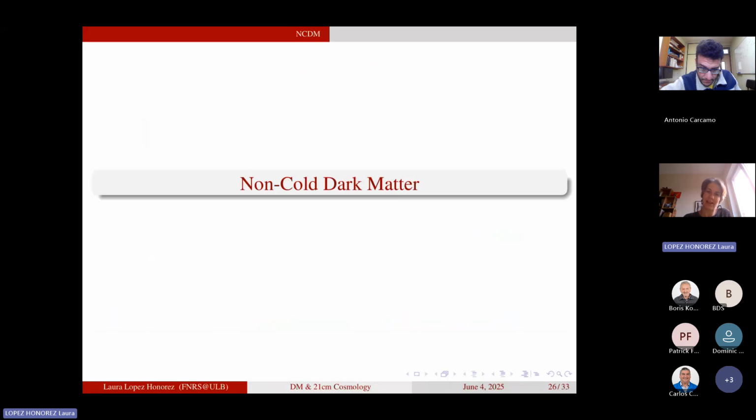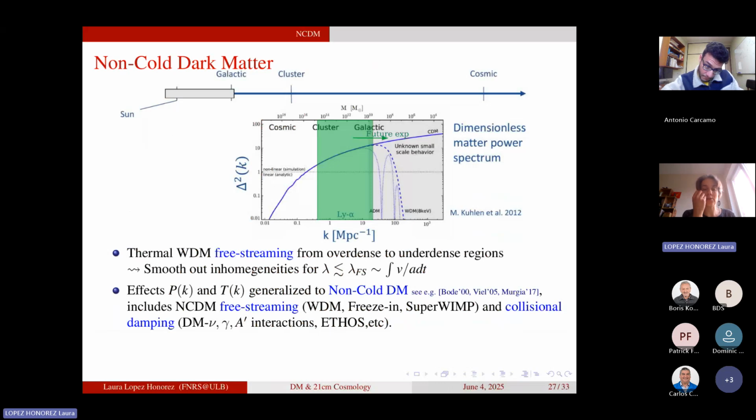Let's see if we can do something else, and let's talk about non-cold dark matter. I remind you that non-cold dark matter for me is some kind of generalization of thermal warm dark matter. Thermal warm dark matter is a particle that is in chemical and kinetic equilibrium with the plasma at early times, decouples at some point, and free streams. By free streaming, it's going to go from overdense to underdense regions and smooth out inhomogeneities below free streaming scales that will depend on its mass.